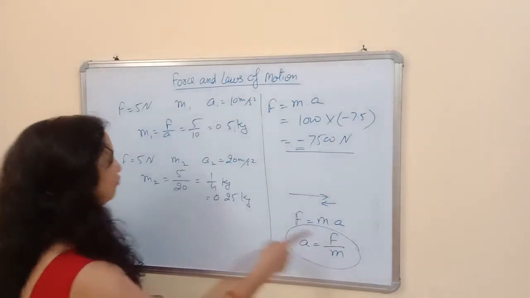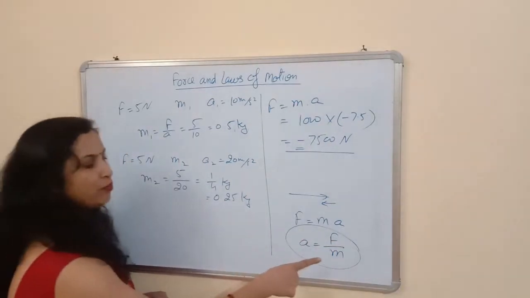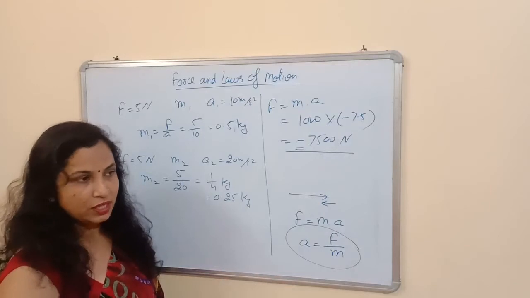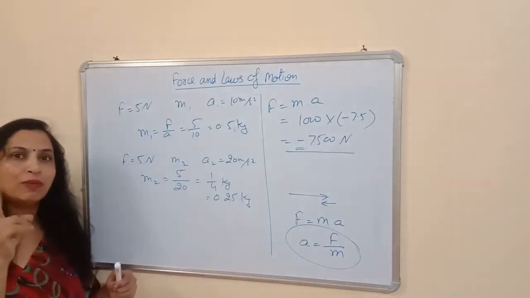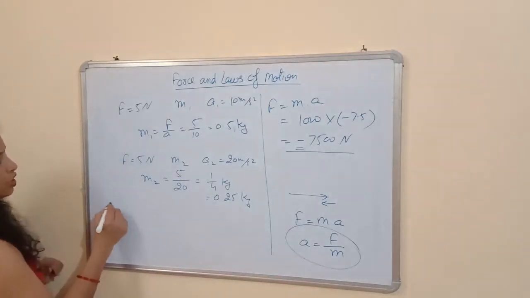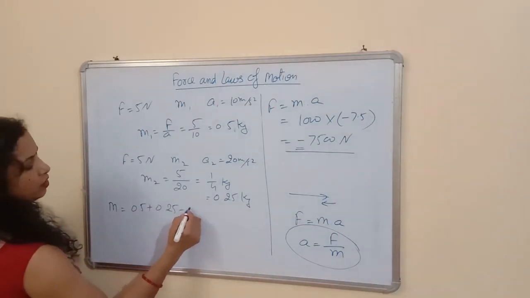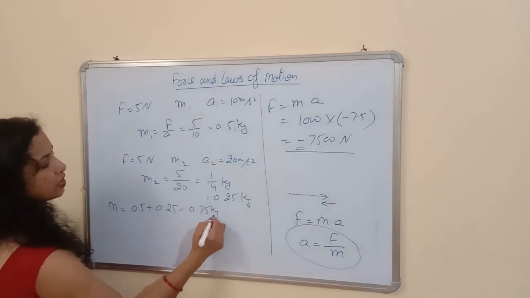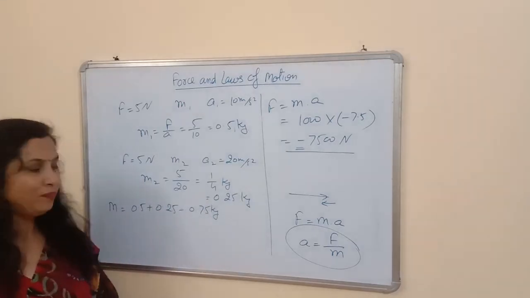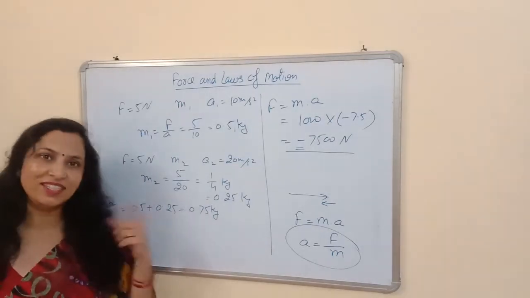So by using this relation, we can find acceleration. We know the value of force, that is 5 Newton. Now we have to find the mass of the body. Since we are combining the two masses together, what should be the mass of the body now? 0.5 plus 0.25. Now the bodies which are tied actually have the mass of 0.75 kg.